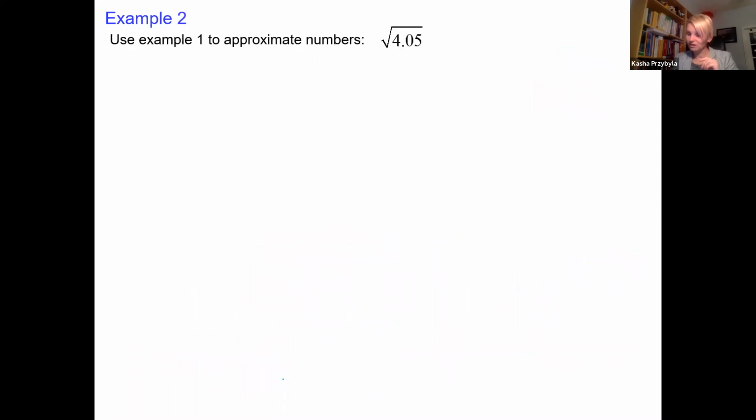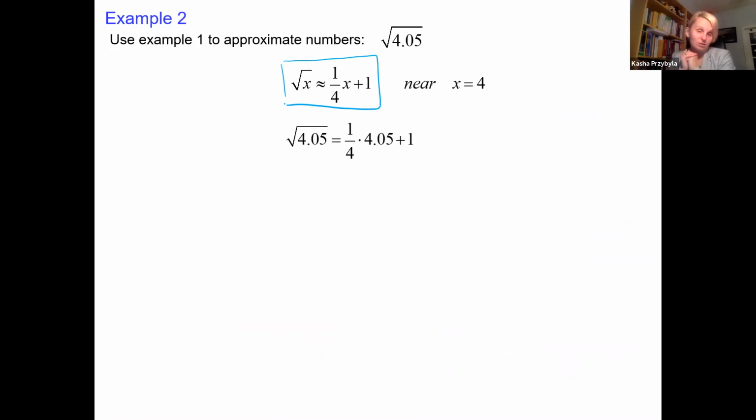Okay, let's go to this slide. That's the approximation. Instead of the square root of x, I'm taking a tangent line. And now instead of x, I'm substituting 4.05. But one thing, this linearization, 1/4 x plus 1, is the tangent line at 4. That means I can use this tangent line only to approximate numbers close to 4, near 4, and 4.05 is one of them.